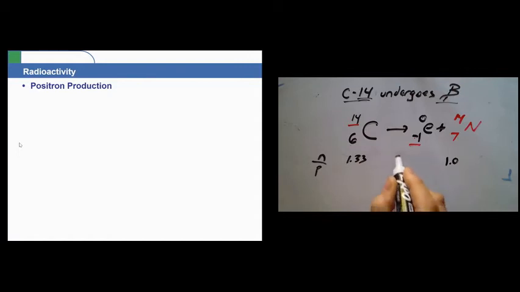Well, remember, the ideal number is 1.1. 1.33 is further from 1.1. This, therefore, is more stable. And again, that's the whole purpose of doing any and all of these.